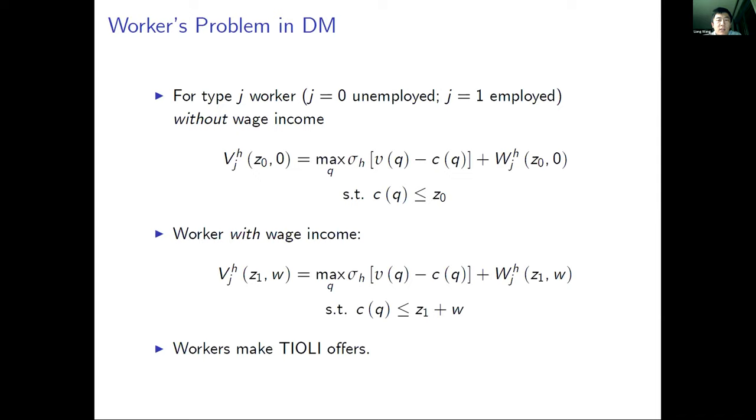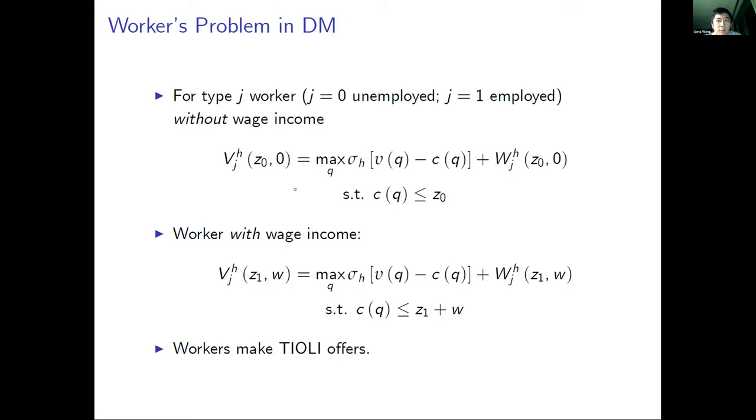For the workers' problem, the most interesting thing is in the decentralized market, where we look at two different kinds of workers. There can be employed and unemployed workers, but really what matters in this market is whether they come with a wage income or not. If they don't come with a wage income, they can be employed and start producing next period, but today they still just need to spend their cash. This is the first type of workers, who come without wage income.